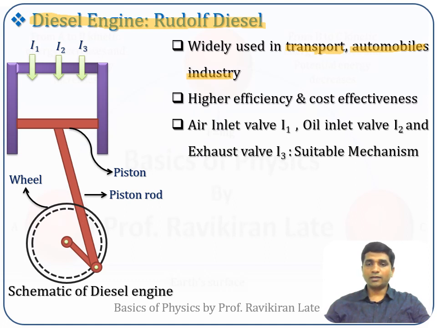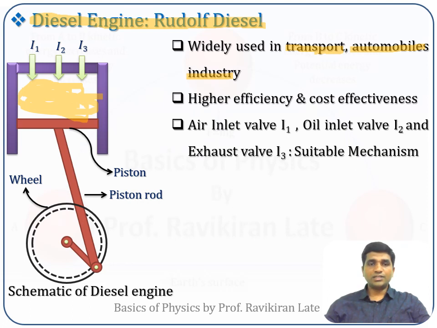So due to the higher compression ratio of the diesel engine, the temperature of the cylinder which is fitted with a movable piston, the temperature of this region goes much higher as compared to the petrol engine, which is well above the ignition temperature of the oil which is used as a fuel in case of a diesel engine.